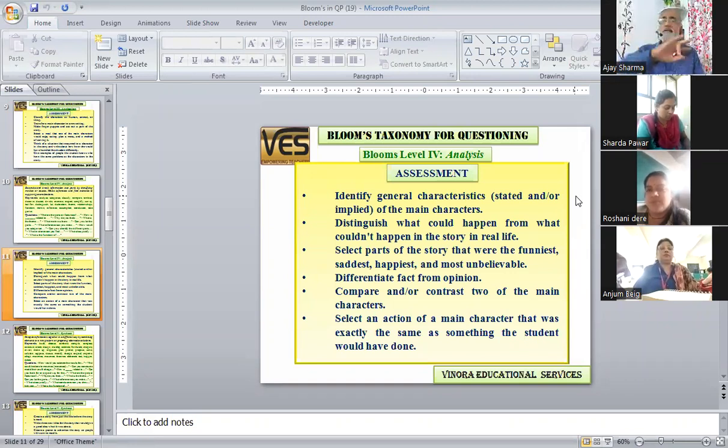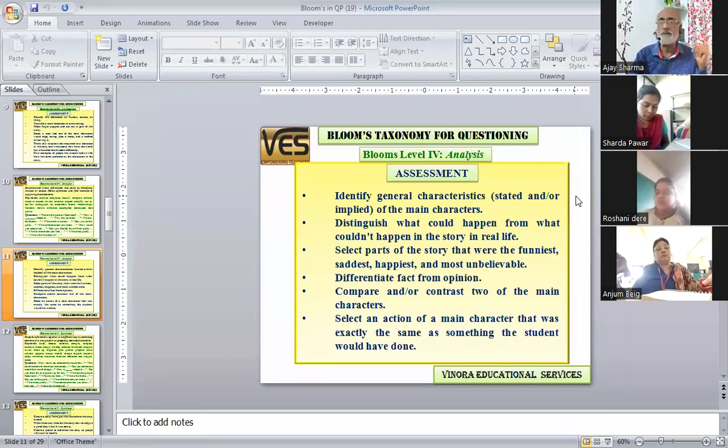If Gulliver would have traveled now, so compare. That comparison was different, and this compare is exact fact. Got the idea, Roshni ji? Yes sir. Let us move ahead. If anybody has any doubt, you just unmute yourself like Roshni ji has done. Otherwise, you might miss an important part.